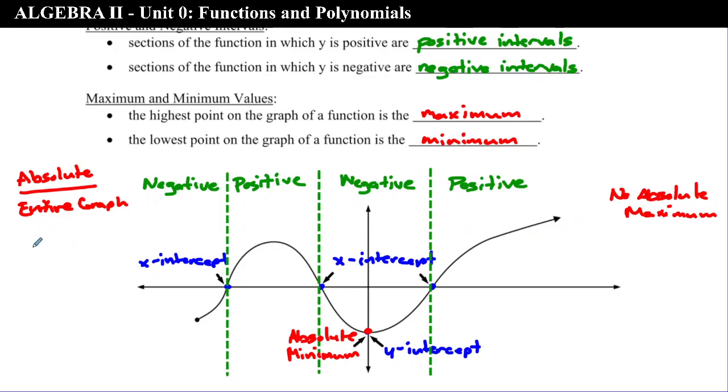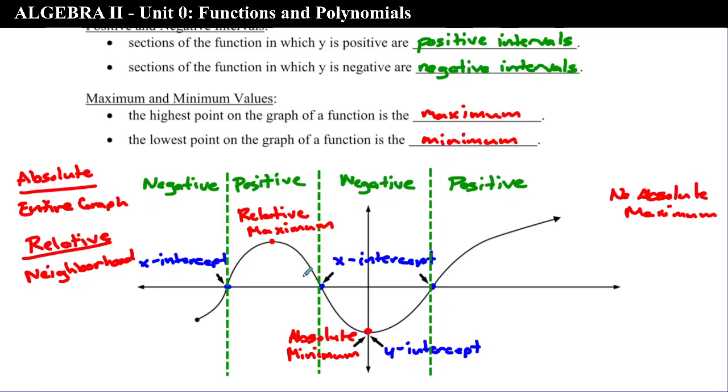Now, let's talk about the other type of maximum and minimum, and that would be relative maxes and mins. When we're talking about relative, we're talking about the neighborhood. Let's say that we have a neighborhood right here, and we have an absolute minimum in this neighborhood. But we also have a peak here, along this positive interval. We can call this peak a relative maximum because it refers to the neighborhood in which this peak resides.